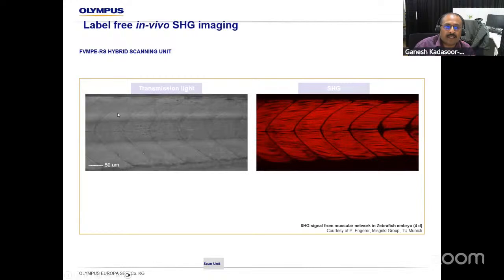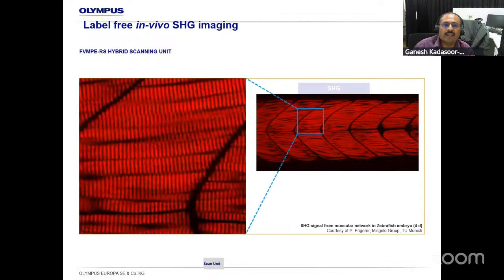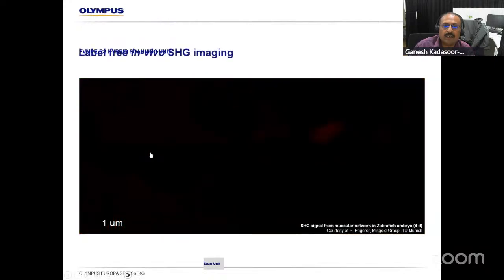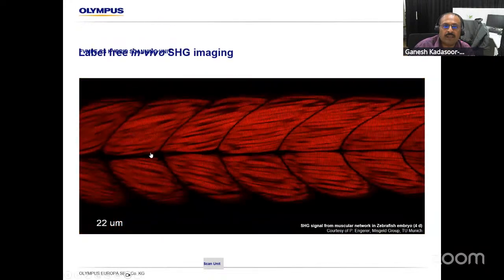So this is a DIC image, and this is the second harmonic. This is called label-free imaging. This is a muscle band of a Drosophila embryo. This is the Drosophila larvae, where you can see muscle bands and subbands. This is myosin and actin bands here. It can even be imaged live.